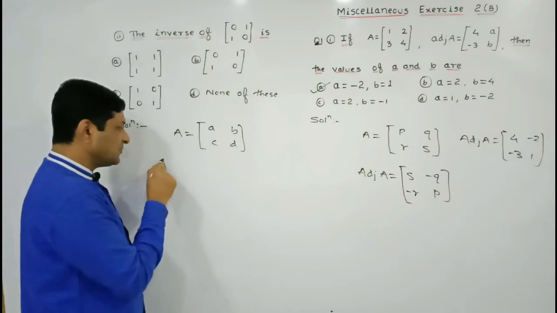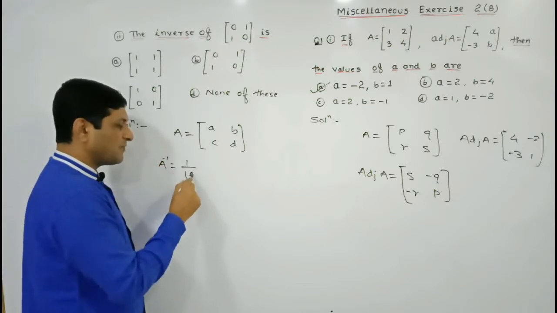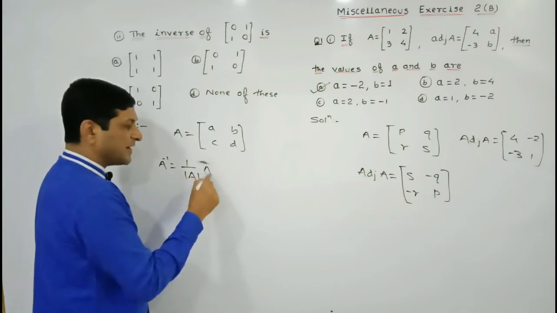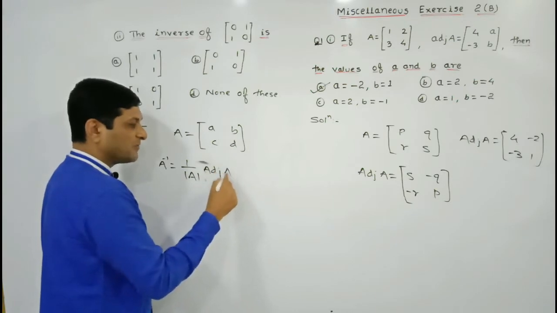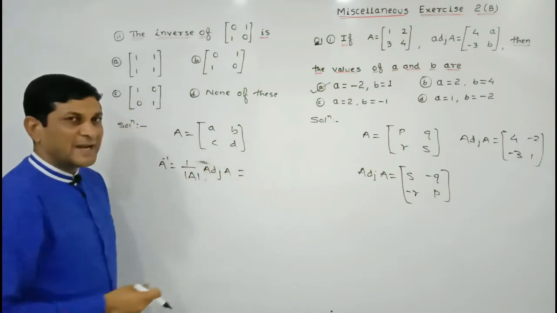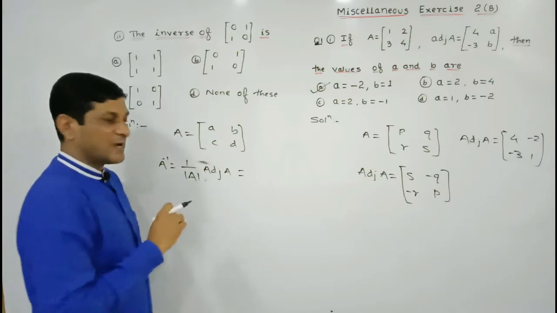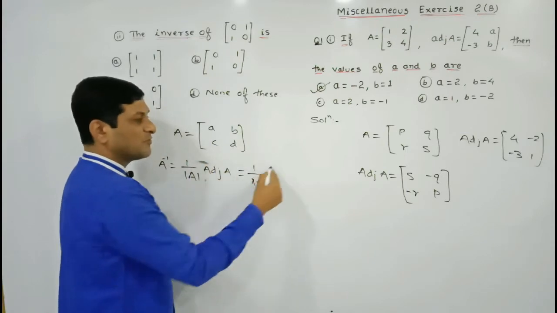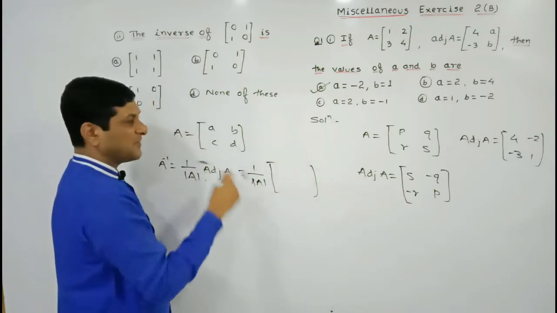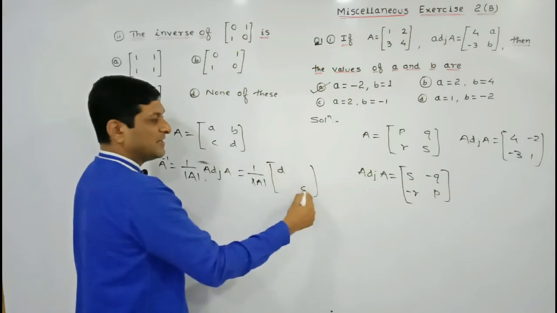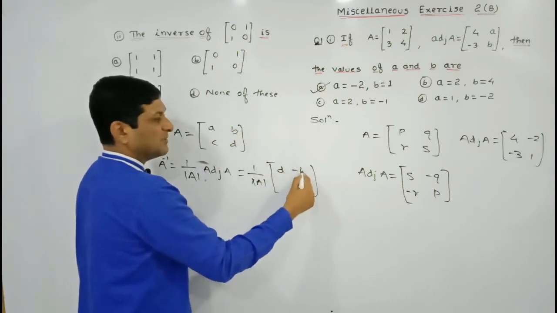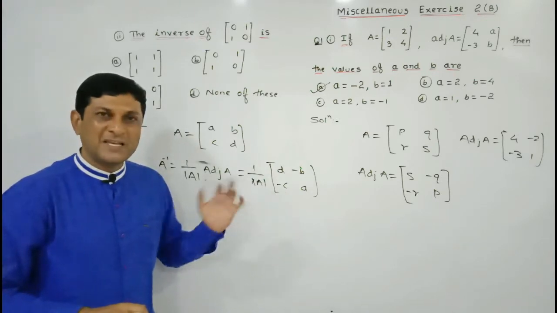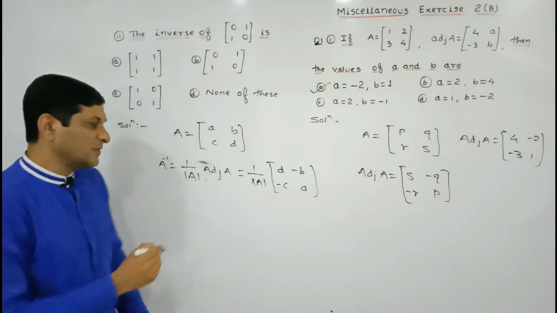So its A inverse will be equal to, we know the formula of A inverse is 1 upon determinant of A into adjoint of A. This is the formula which you have applied to find the inverse of a matrix using the adjoint method. So 1 upon determinant, keep it as it is, and we know how to find the adjoint. Just now we have seen that while finding the adjoint we interchange these two elements and change the sign of these two elements, meaning here we will get minus B and here we will get minus C. So this formula is applicable as a shortcut method while finding the inverse of a matrix.